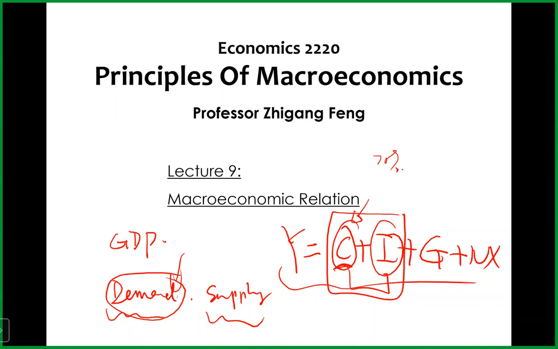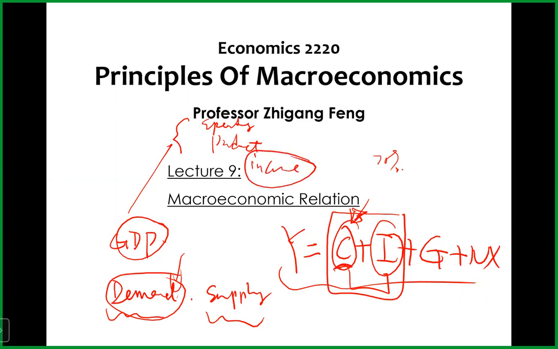But because it's a relationship, there must be some other variables. What are the other variables? We're going to see how C varies with income. As you're going to see later, income is also GDP. Remember, we have three ways to look at GDP. We look at spending, which is demand. We look at product, which is supply. And we also look at income. That's kind of a bridge.